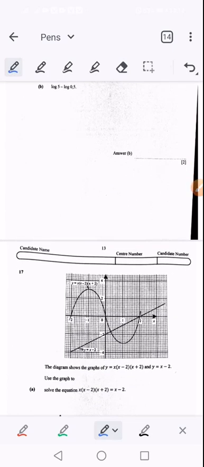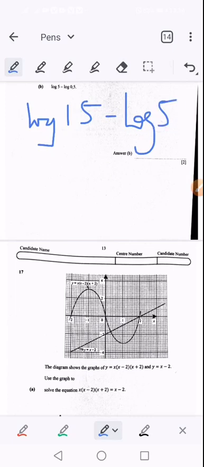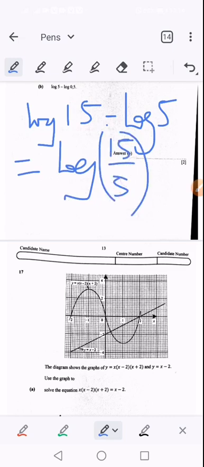Subtraction and division. Let me start by saying, it's like you are given log 15 minus log 5. You know, this subtraction of logarithms means division of only the numbers. So it is log of 15 divided by 5. Then 15 divided by 5 gives 3, so the answer is log 3. That's it. The same law applies to number 16b.